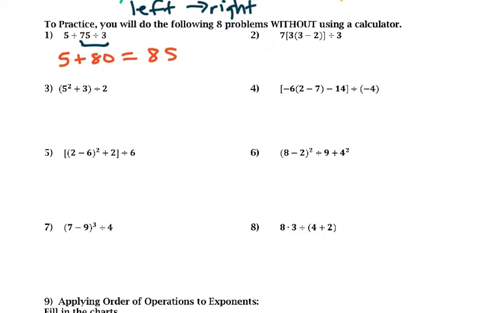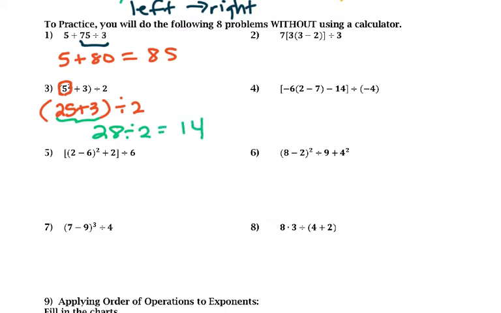Let's skip around a little bit. If I go to number 3, I see that I have parentheses, and so they come first. Whatever comes inside the parentheses, I'm going to do that first. So I have 5 squared plus 3. Well, this is an exponent, so I have to do that first. So I'm going to have 25 plus 3 in parentheses divided by 2. That's my first step, and so I'm going to write it like that. The next thing I'm going to do is finish out my parentheses. So 25 plus 3, and that's 28, and then I've got divided by 2, and then that's 14.